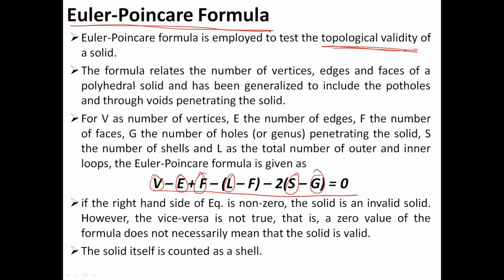Is it clear? I'll just repeat it once again. V is for vertex, E is for edges, F is for faces, L is for loop, S goes for solid, and G goes for genus. So you already know what is genus, you already know what is vertex, you know what is edges, and you know what is faces. I told you yesterday. So today what I'll explain to you are these two properties, that is loops and solids.